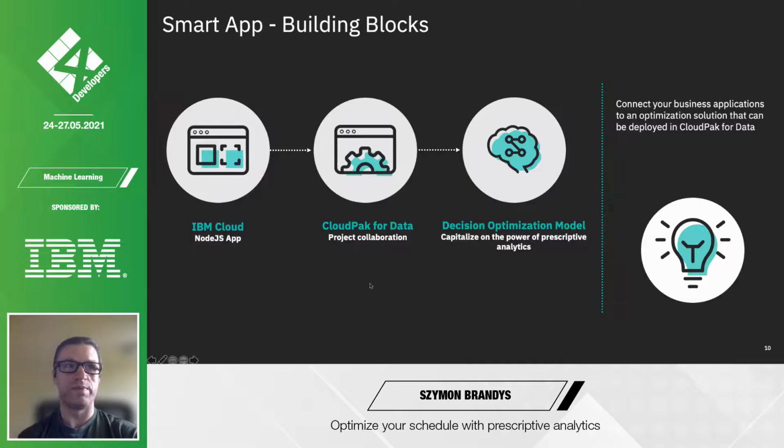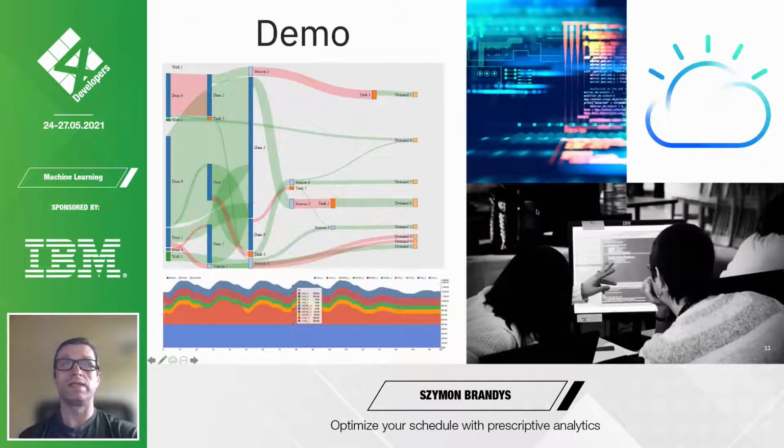The idea would be to create an application like this. I don't know if we will get to the Node.js application, but we will try to use Cloud Pak for Data for project collaboration and creating the model. We will use the decision optimization engine to run the model and see the results. And now the demo. I will switch to my browser now.